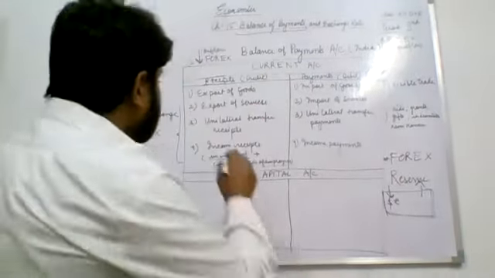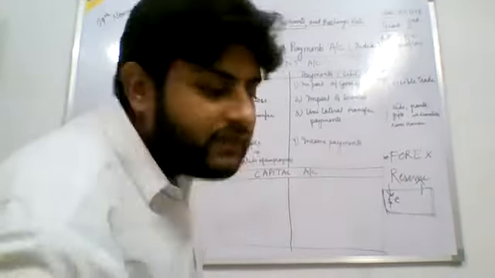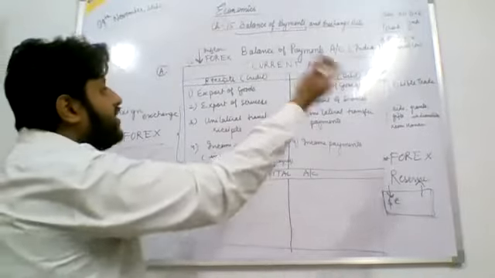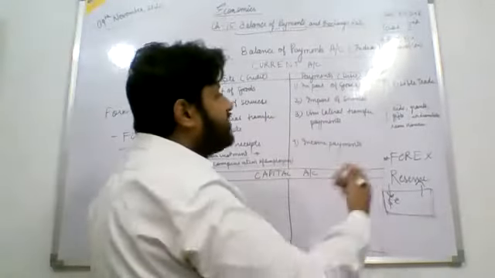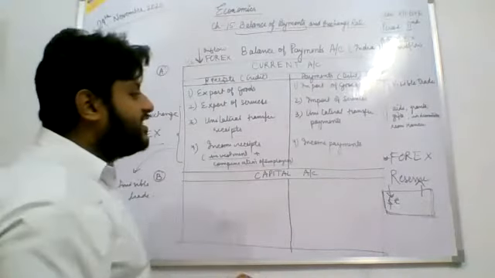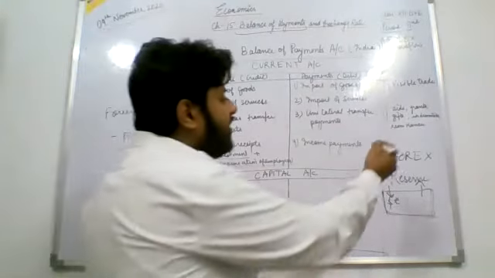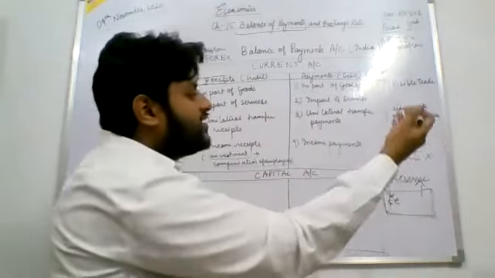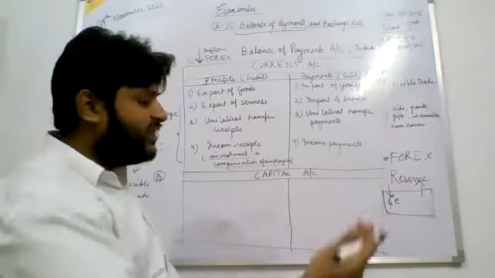All right. Then export, import of services. When we export services, we receive foreign exchange. When we import services, we have to pay foreign exchange. Then unilateral transfer receipts and payments. I have told you it means any aid, grants, gifts, war indemnities, remittances.